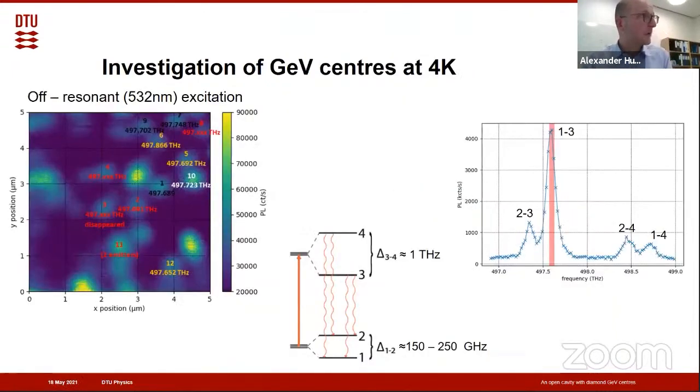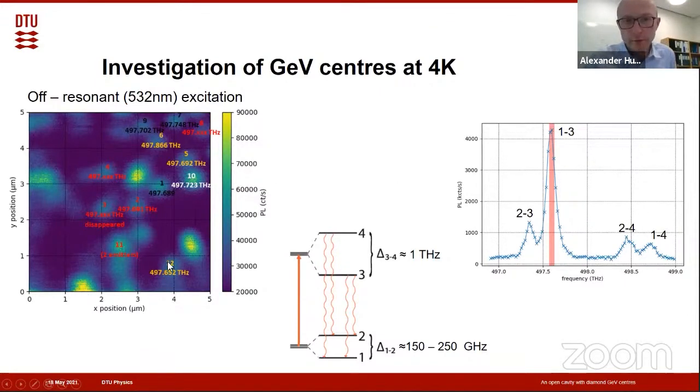So we have also investigated these diamond membranes with GeV sensors now in the cryogenic setup. Our cryostat can go down to 4 Kelvin at the moment. And exciting it with 532 nanometer light, performing a scan of the sample in the laser focus, we again obtain these nice fluorescence scans, identifying single spots. Then guiding those spots into a spectrometer, we now see the spin orbit coupling appearing around the zero phonon line.